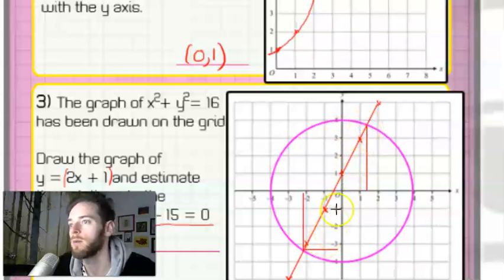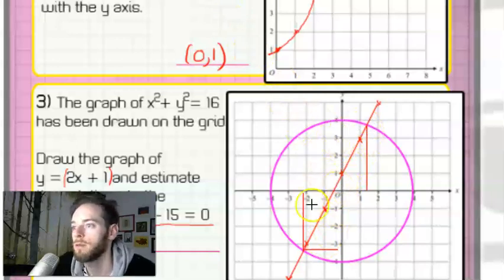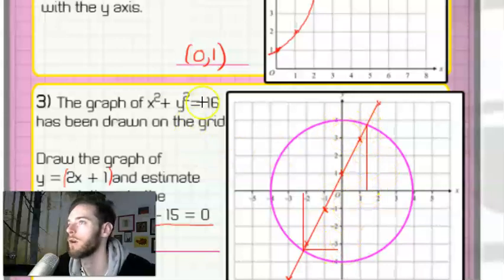Anyway, the point I'm trying to make is we've got an x value here and an x value here. We've got a y value here and a y value here. So I'm going to say that when x is 1.3, y is 3.8. And then if x is -2.2, then y is a little bit lower than that. Let's say -3.3. So let's go with those as our values.